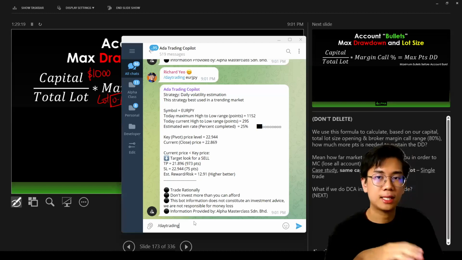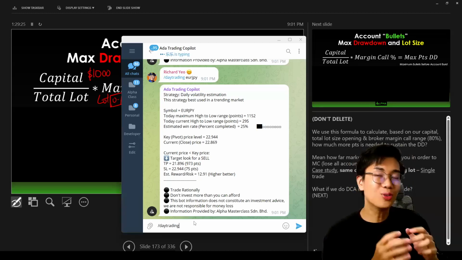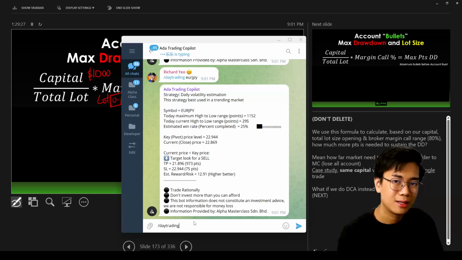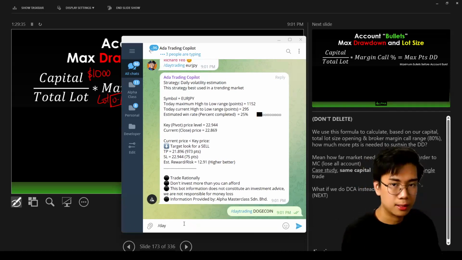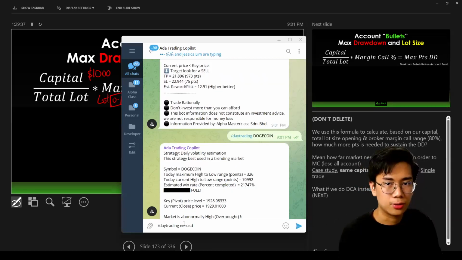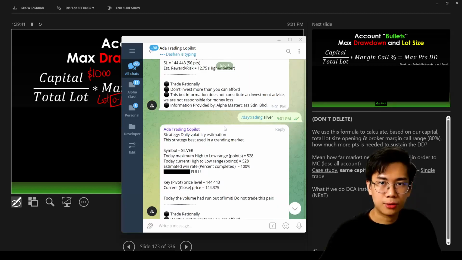If you have any market that you're trading, you have your own capital in your own account, you can see the number of lot size. You can calculate what is the chance of you surviving in your account. /day trading Dogecoin and Euro USD. Day trading Euro USD. I think there's something wrong with the silver here, so I will prompt this again.